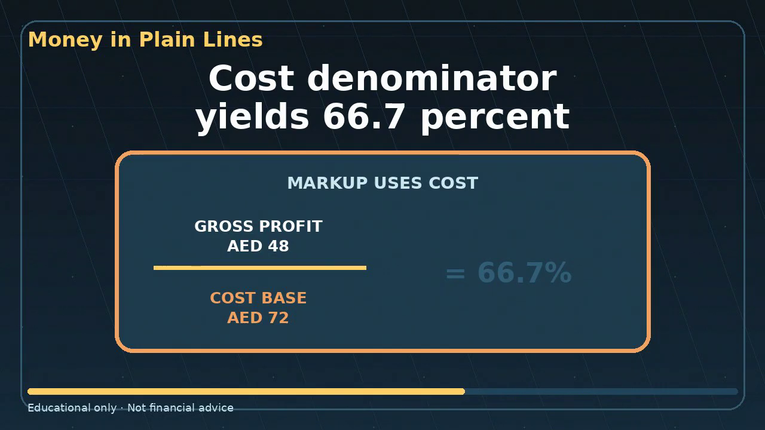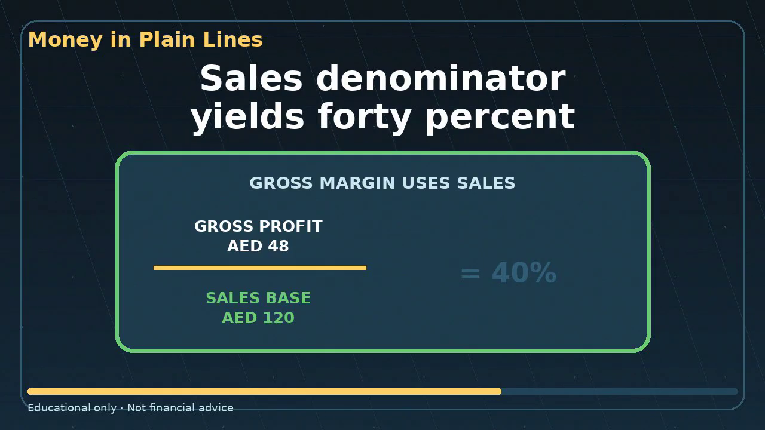This distinction matters when two people compare prices, product categories, or reports. If one person says margin while calculating profit divided by cost, the label and formula disagree. If another says markup while calculating profit divided by sales, the same problem appears in reverse. A percentage without its base can sound precise while remaining ambiguous. Naming the numerator and denominator turns the statement into something another person can verify.